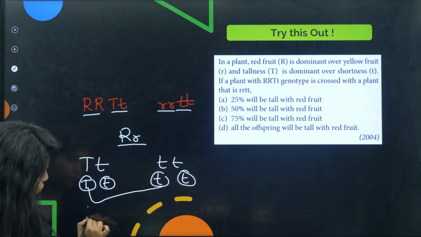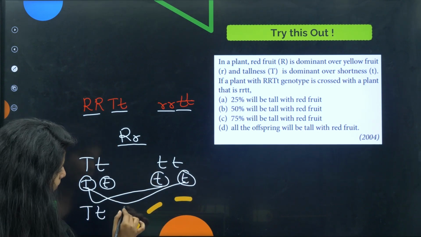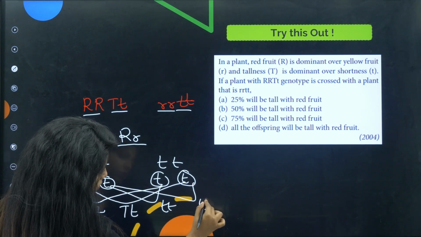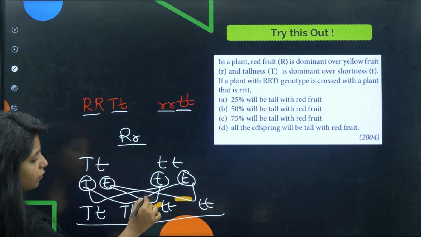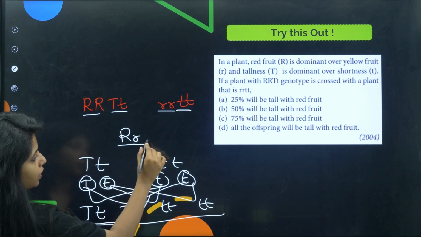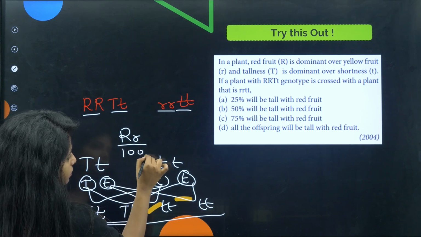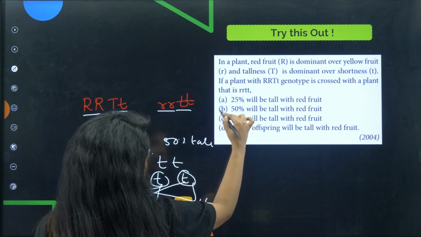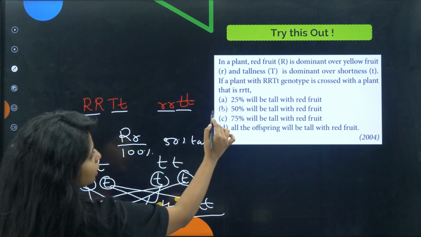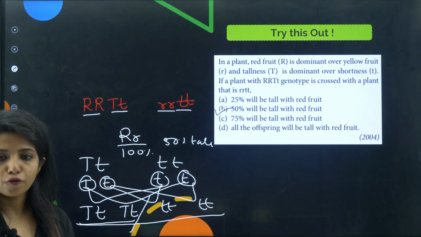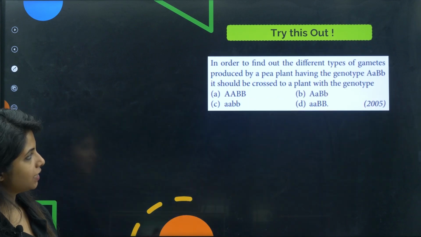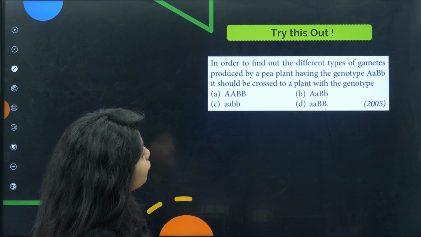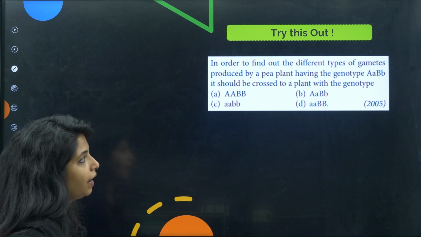When you fuse, half of them will be capital T, small t, half of them will be small t, small t. So basically 50% of them will be tall. All of them will be red, but only 50% of them will be tall. So I can write 50% of them is tall with red fruit. Done? Easy?